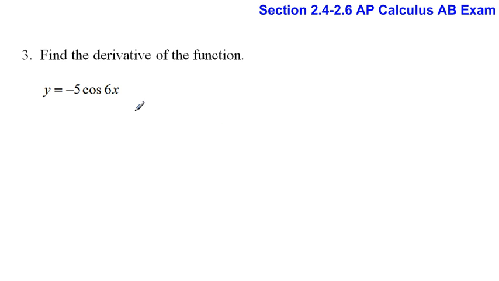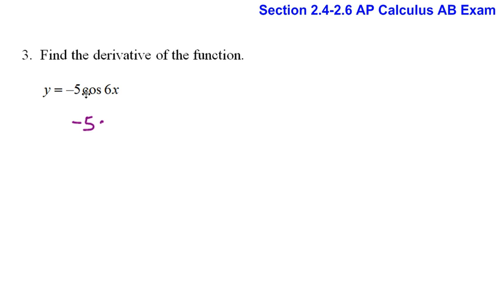Number 3 here. This is basically if you knew what the derivative of cosine was. So this is negative 5 times this term right here. You don't have to use the product rule. I know some of you were trying to do that. We only use the product rule if you're multiplying two separate terms that do not involve a coefficient. If it's a coefficient, then this is basically leaving the negative 5 on the outside, so it's negative 5 times the cosine of 6x.